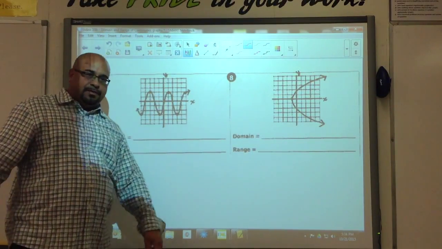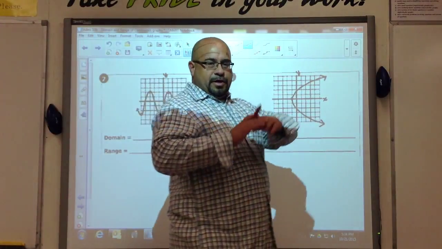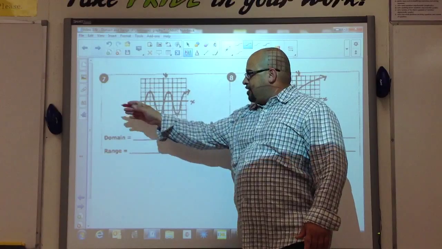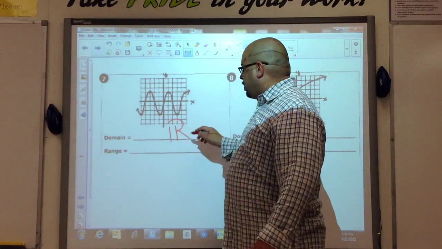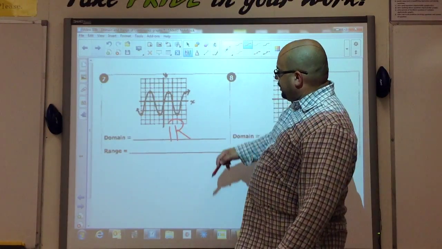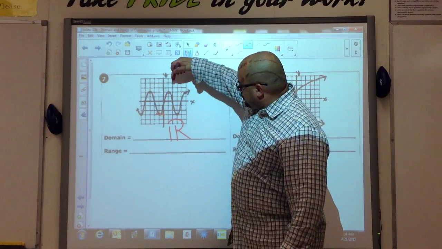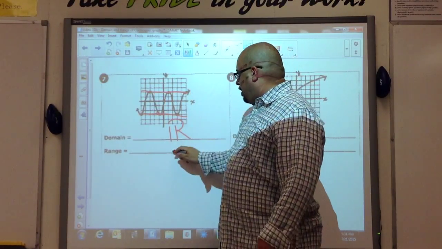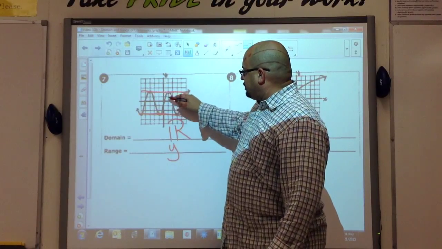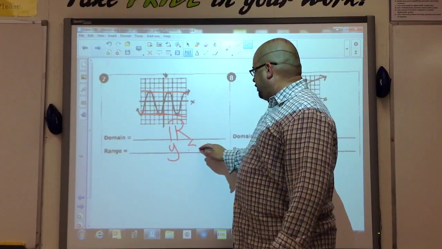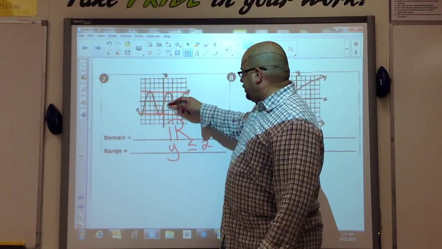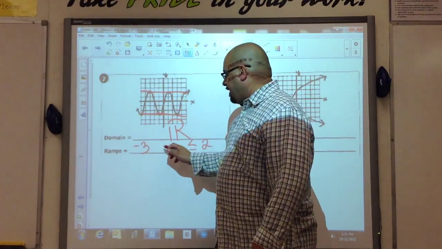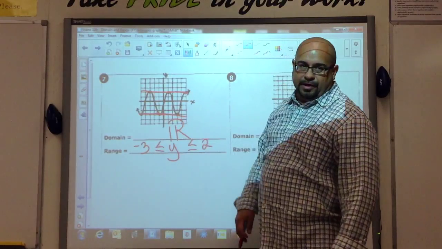Let's look at number 7. So for domain, it keeps going left to right. If you notice, it keeps going that way, keeps going that way. Again, we call that all real numbers. And then for the range, notice you have the lowest point and the highest point. So we have y has to be less than 2, and it has to be greater than -3.